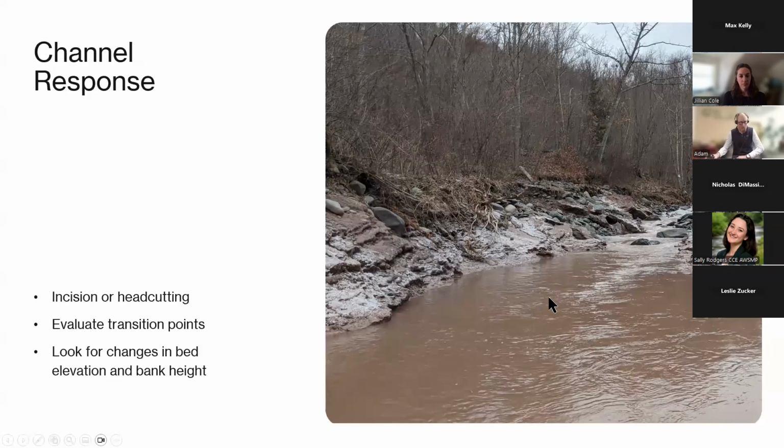Another good way to track this would be through simple things like photo monitoring. But also if you're really interested in potential changes in elevation to the bed or adjustments such as head cutting, then conducting longitudinal profile surveys or monumented cross-section surveys allow you to track it over time.